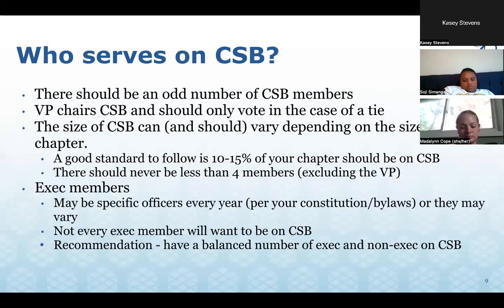Any questions on this part, on who serves? Would you recommend having exec members on CSB?